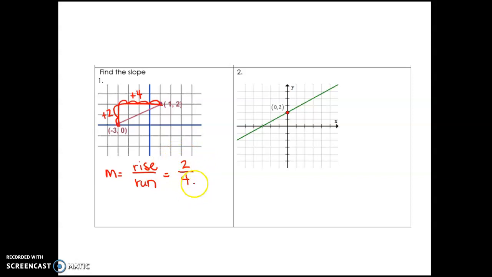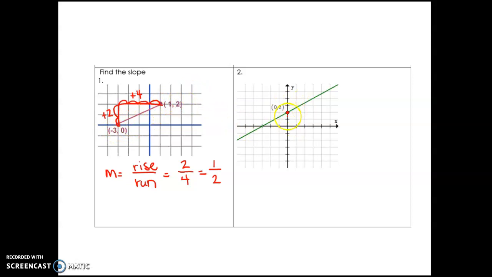But wait, that's a fraction, and I can reduce it. So I can reduce it because 2 goes into both 2 and 4. So 2 goes into 2 once, 2 goes into 4 twice. So my slope is actually 1/2. I can double check, is it positive? Yes, because Slope Dude would be going up.